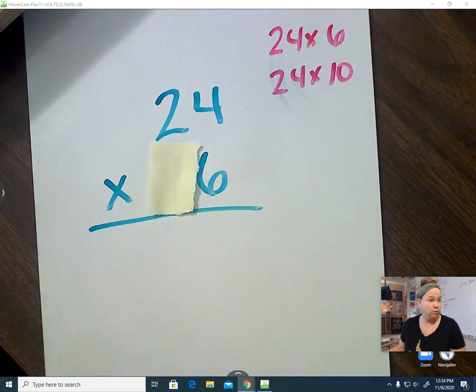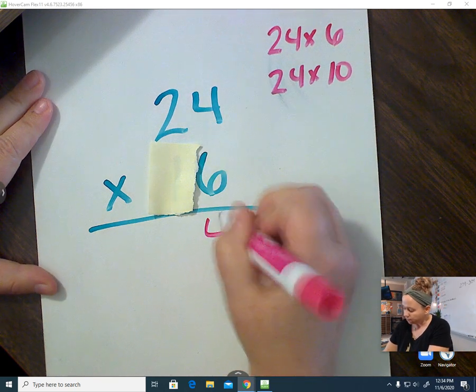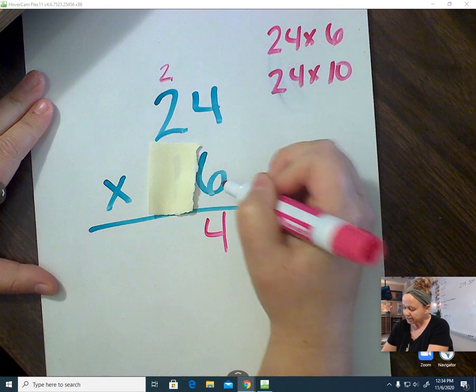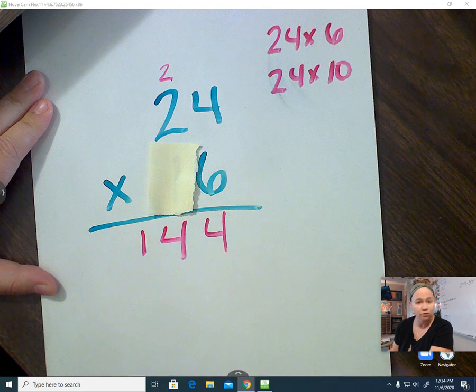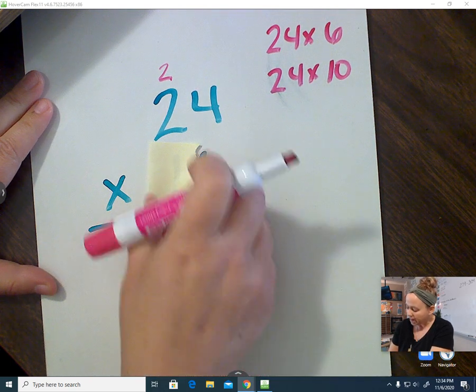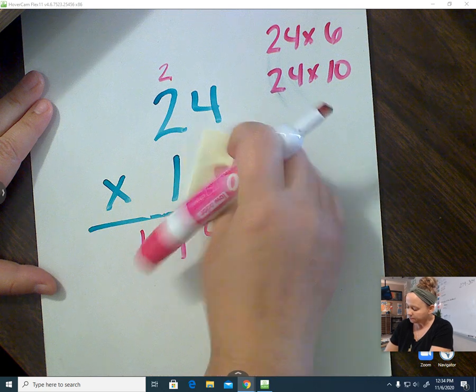I'm going to ignore it. I'm going to multiply 24 times 6 because I know how to do that. That was last chapter. You all are very good at that. So 6 times 4 is 24. I carry my 2. 6 times 2 is 12, 13, 14. 24 times 6 is 144.